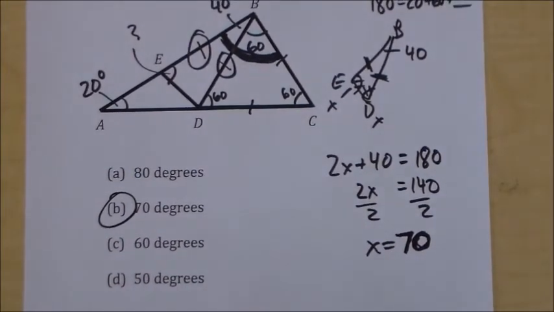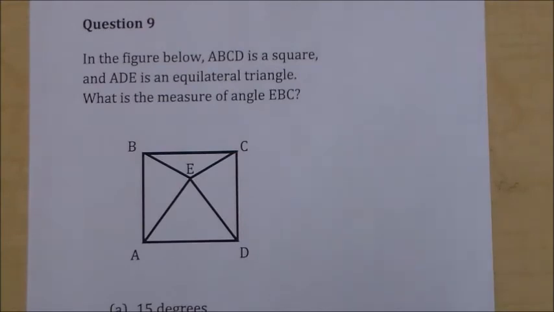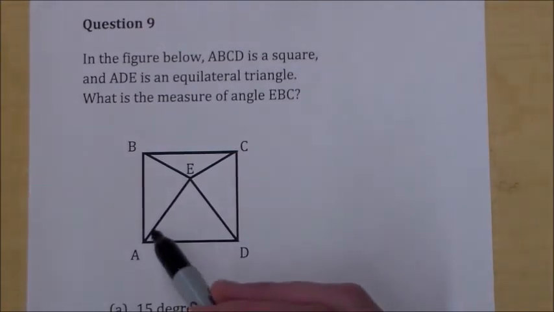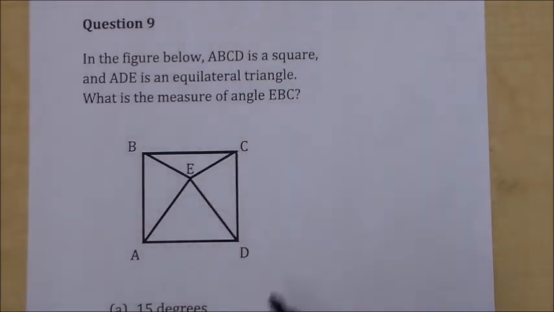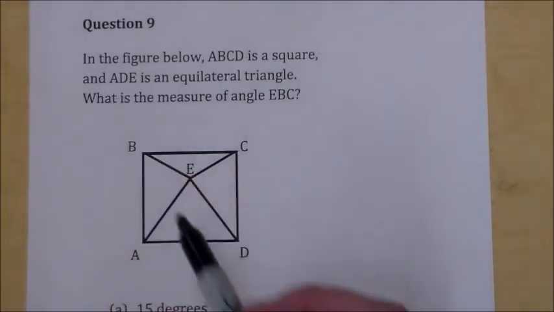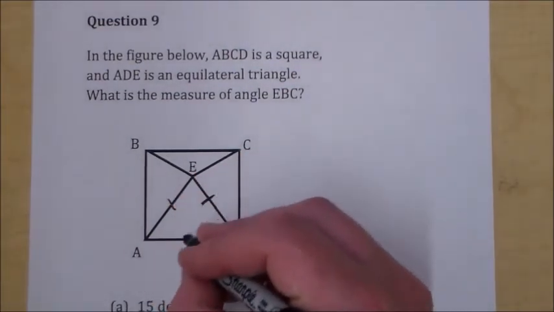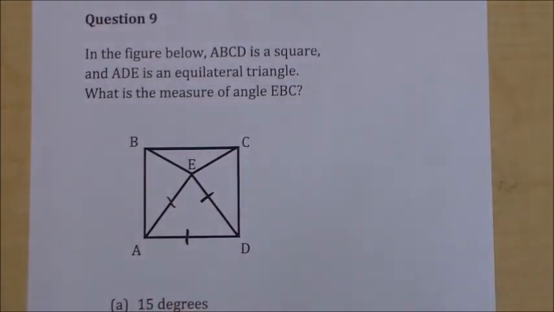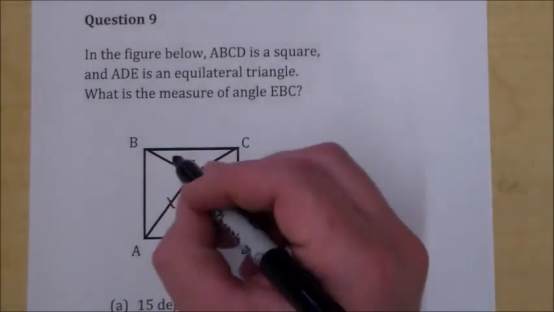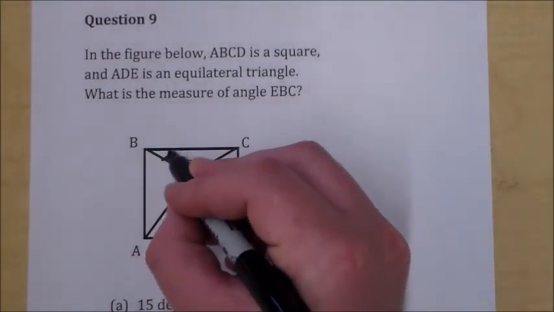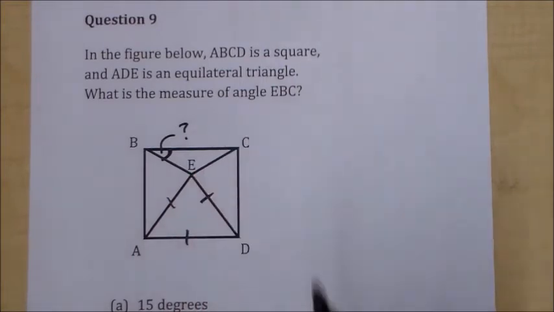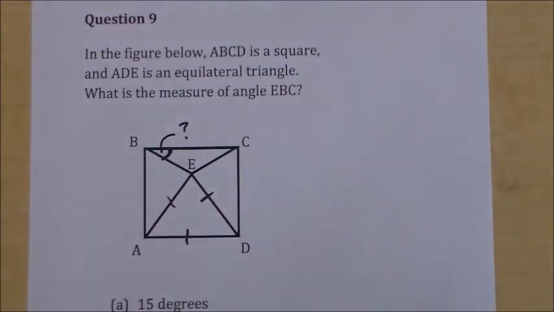All right, we're good. Question 9 is awesome. I really like question 9. In the figure below, ABCD is a square. Okay, that's cool. And ADE is an equilateral triangle. Yay. What is the measure of EBC? That is our question. Okay. Well, how do we do this one?